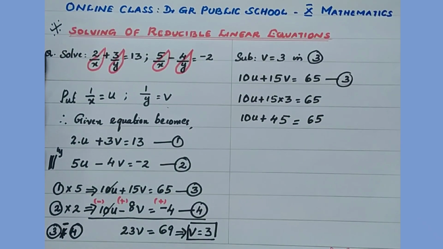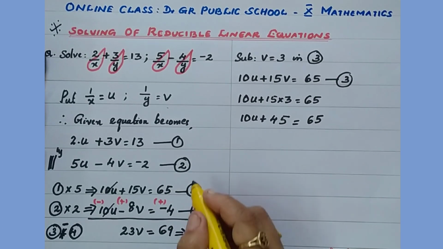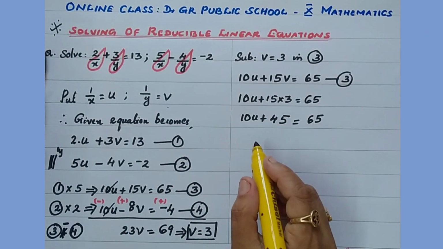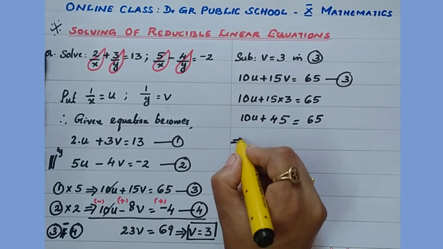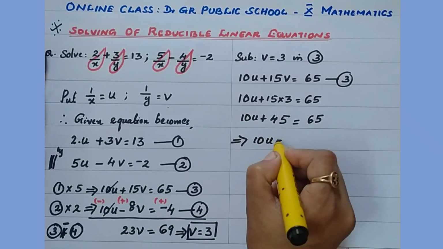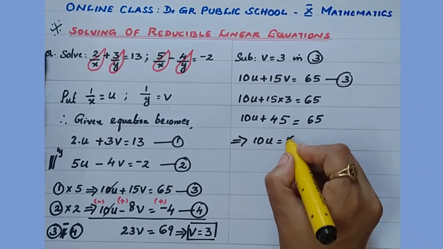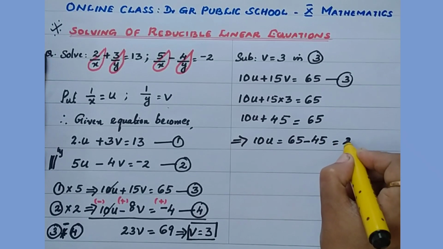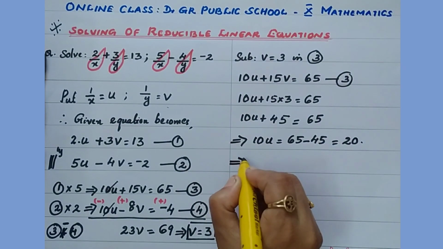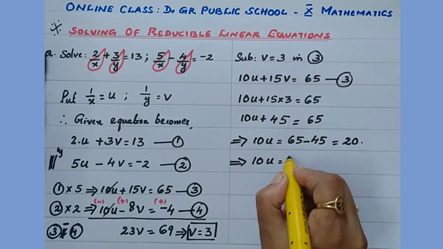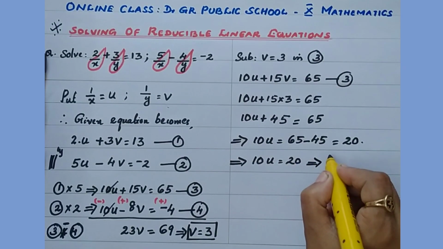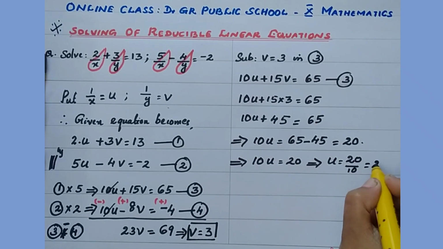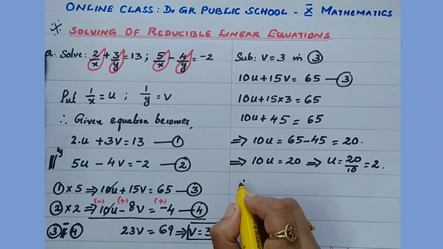Remember, you can substitute either in equation 1 or 2 or 3 or 4. All these equations contain the variable u. I take equation 3 to substitute. So that 10u equals 65 minus 45, which is 20. 10u equal to 20 implies u equals 20 by 10, which is 2. u equal to 2. Thus, you got two values, u equal to 2.